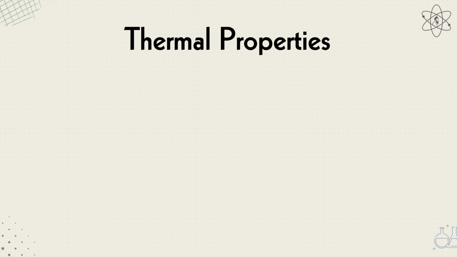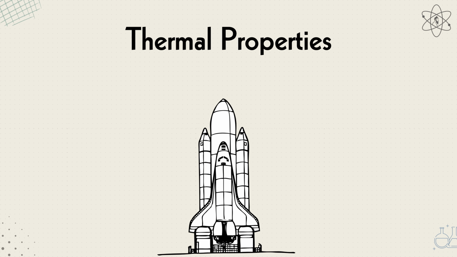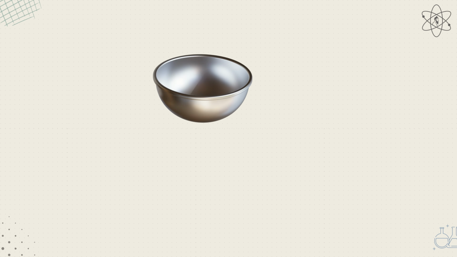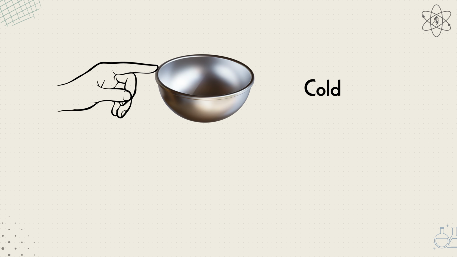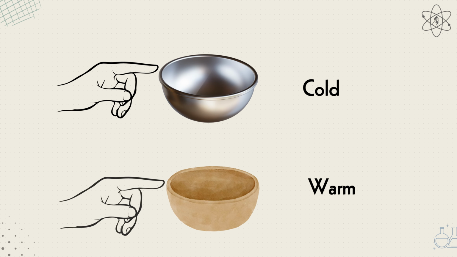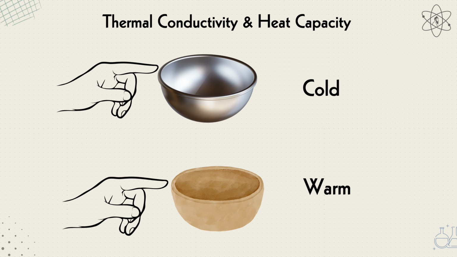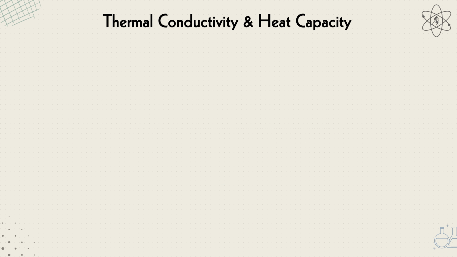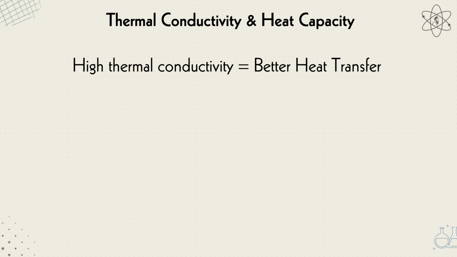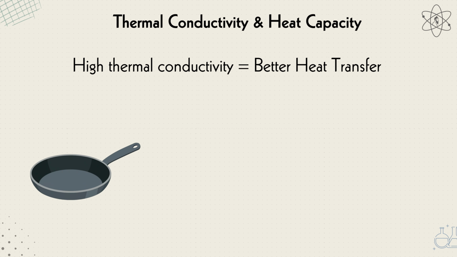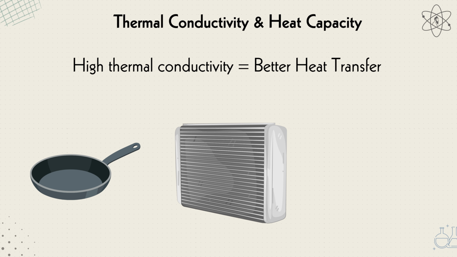Choosing a material with the right thermal properties is critical, especially in high temperature environments like engines or turbines. Some materials like metals feel cold when we touch, while others like wood feel warm. This sensation is linked to two key thermal properties: thermal conductivity and heat capacity. Materials with high thermal conductivity are ideal for transferring heat efficiently. That's why they are used in cooking pans, radiators, and heat exchangers.